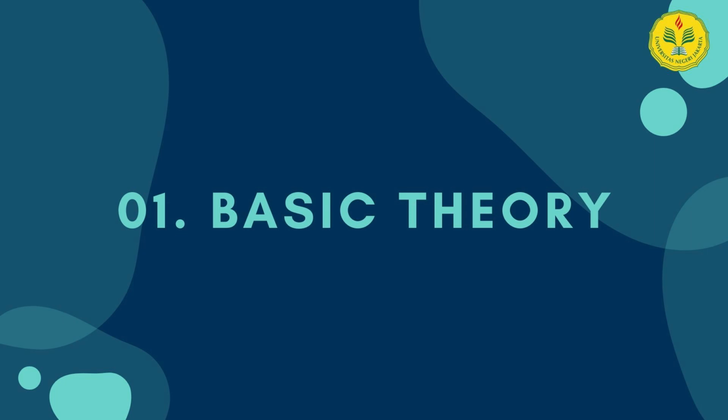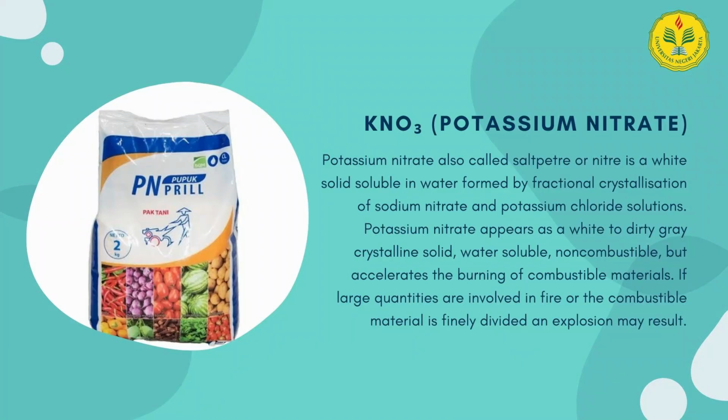First, basic theory. Potassium nitrate, also called saltpeter or nitrate, is a white solid soluble in water formed by fractional crystallization of sodium nitrate and potassium chloride solutions. Potassium nitrate appears as a white to dirty gray crystalline solid, water-soluble, non-combustible, but accelerates the burning of combustible materials. If large quantities are involved in fire, or the combustible material is finely divided, an explosion may result.